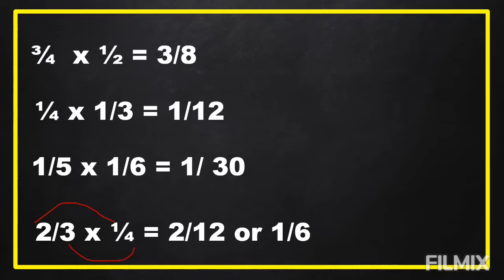We divide both numerator and denominator. 2 divided by 2, the answer is equal to 1. 12 divided by 2, the answer is equal to 6. So the lowest term is equal to 1/6. This is our final answer.